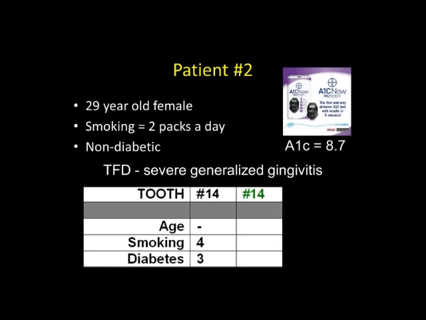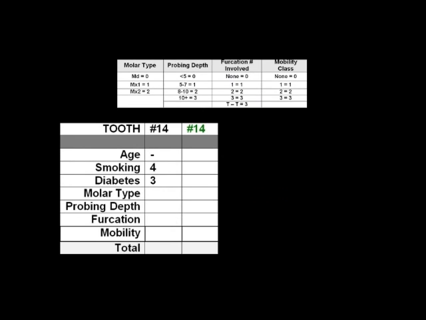The treatment-focused diagnosis is a generalized gingivitis. There's no attachment loss, and although the tissues are highly inflamed and bleed easily on probing, we are not dealing with any attachment loss. So now we have scored the first 3 scores based on what we decided to do with the A1C. Molar type is a 1. Probing depth is not significant. There's nothing over a 5, although the tissues do bleed very readily.